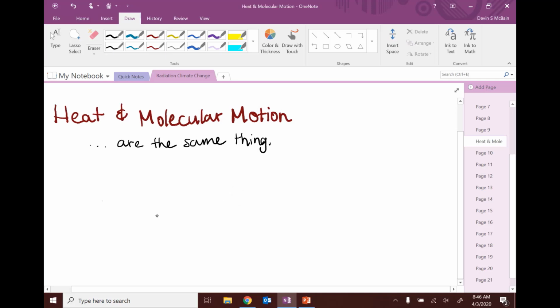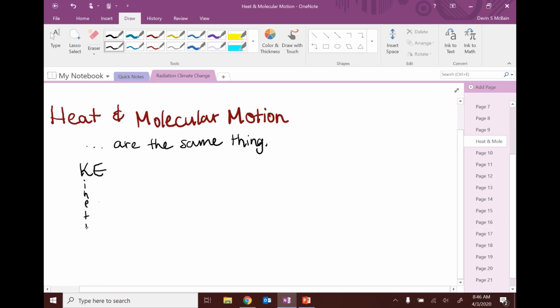So if you consider the kinetic energy, KE, of molecules, right? So we're looking at everything at a molecular level. So not like me as an object that can have kinetic energy, but more like the breath that is coming out of my lungs as I speak to you here.